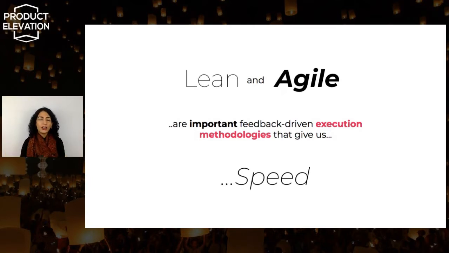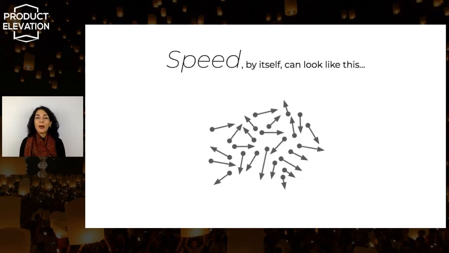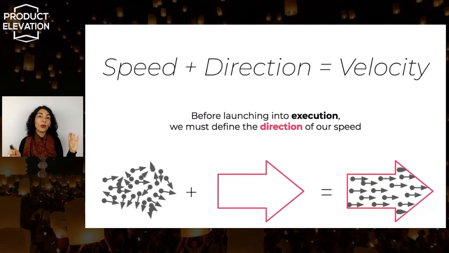Lean and agile are fantastic execution methodologies, and they give us speed. But speed by itself can look like this. It can look like chaos when we're all moving fast, but in different directions. As we know, what we really need is velocity, not speed. So that means we need speed, which comes from our execution, but we need to add direction to it. And when all of the arrows in the organization are pointing in the same direction, that's when we have forward velocity.